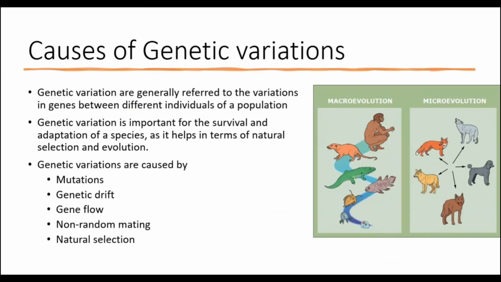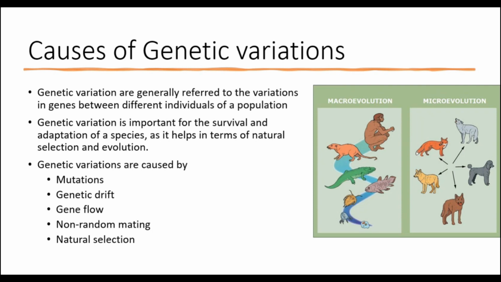Okay, then we studied the causes of genetic variation. There are different causes, but genetic variation is generally referred to as variation in genes between different individuals of a population. Genetic variation is important for survival and adaptation of a species, as it helps in natural selection and evolution. We studied natural selection. Natural selection is basically the survival of the fittest.